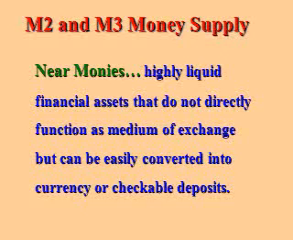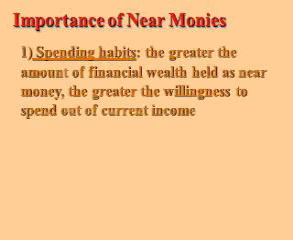Anyway, M2 and M3 money supply are near monies. They're highly liquid financial assets, but don't directly function as a medium of exchange, but can become cash relatively easy. Now, that's kind of a confusing definition when you think about it. I'm going to show you some examples here. But they're highly liquid financial assets that don't directly function as a medium of exchange. Some examples here, okay? First of all, what do we use these near monies for?